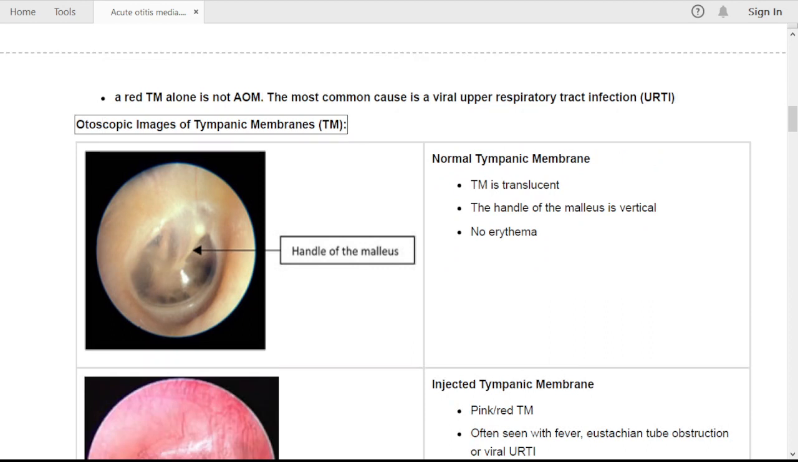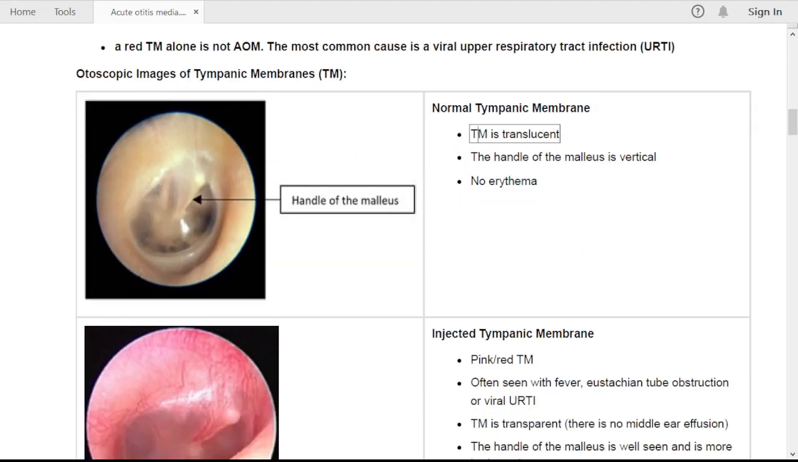Otoscopic images of tympanic membranes, TM. Normal tympanic membrane. TM is translucent. The handle of the malleus is vertical. No erythema.